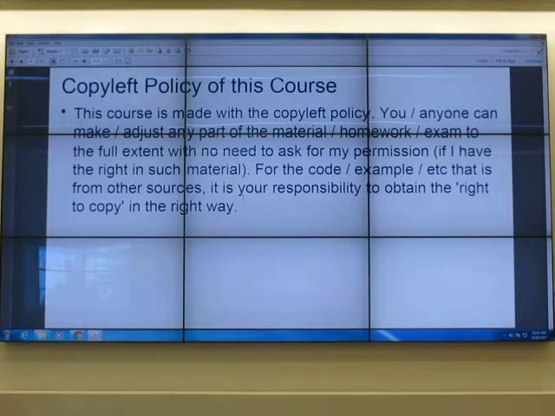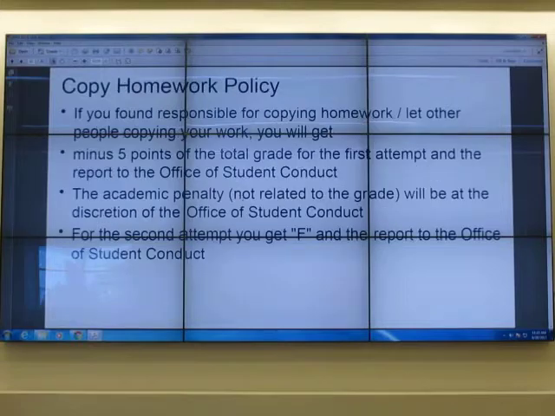Copyleft policy of this course. So this course is made with the copyleft policy. Anyone can make, adjust anything, do whatever you want. No rights reserved. But by the way, I make everything of this. If I didn't do any part, I give you the reference.